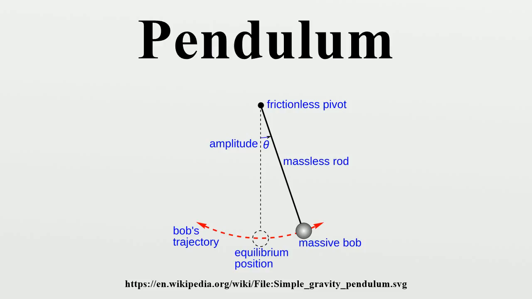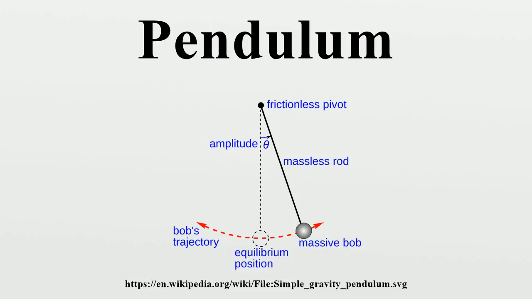Pendulums are used to regulate pendulum clocks, and are used in scientific instruments such as accelerometers and seismometers. Historically they were used as gravimeters to measure the acceleration of gravity in geophysical surveys, and even as a standard of length. The word pendulum is New Latin, from the Latin pendulus, meaning hanging.